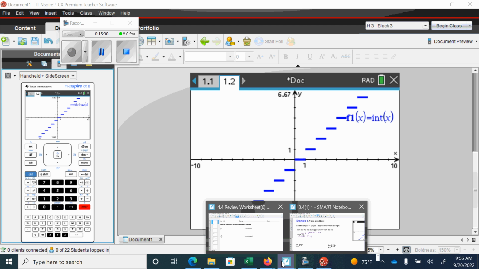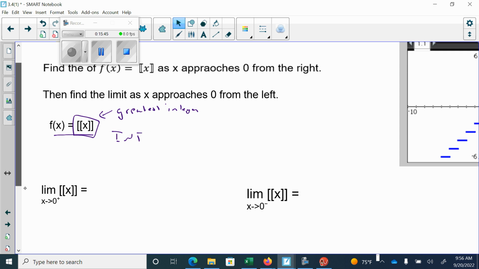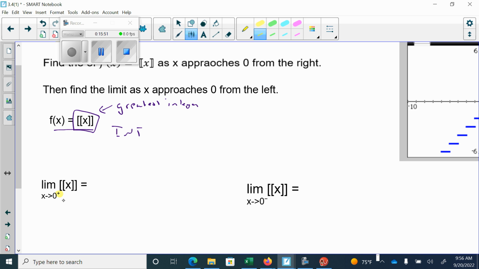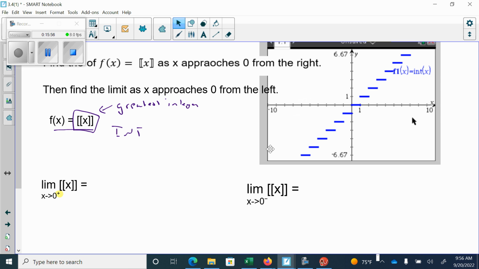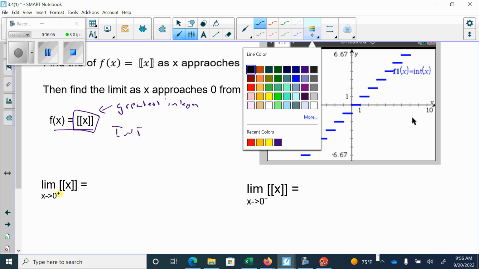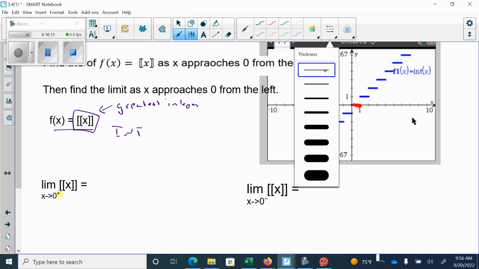Then the next thing it asks you is if I want to find the limit as x approaches 0 from the right. Well, I'm doing what it says here. So this one says approaching from the right. So when I go to that graph, here's 0. I'm approaching from the right. So what number is that going to be? If I'm approaching from the right, 0.